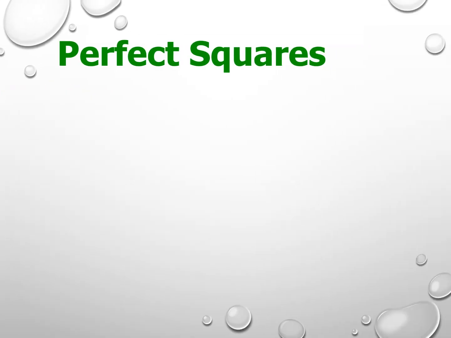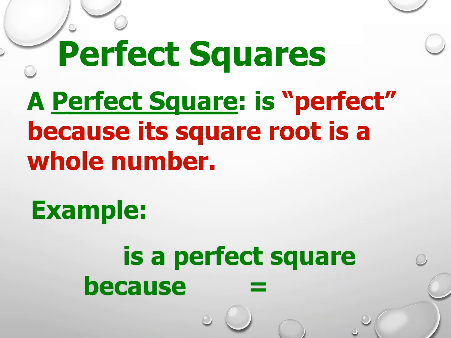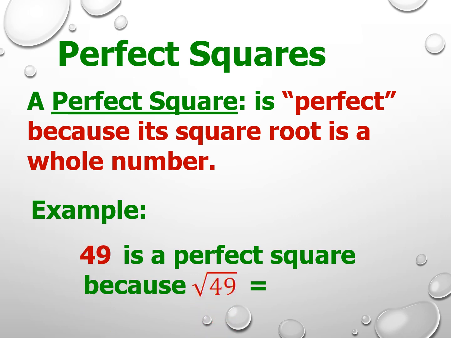So let us go to perfect squares. Perfect square is perfect because its square root is a whole number. So example for this one, 49 is a perfect square because square root of 49 equals 7. So when you square any number, it is a perfect square already. So 7 times 7 is equal to 49.